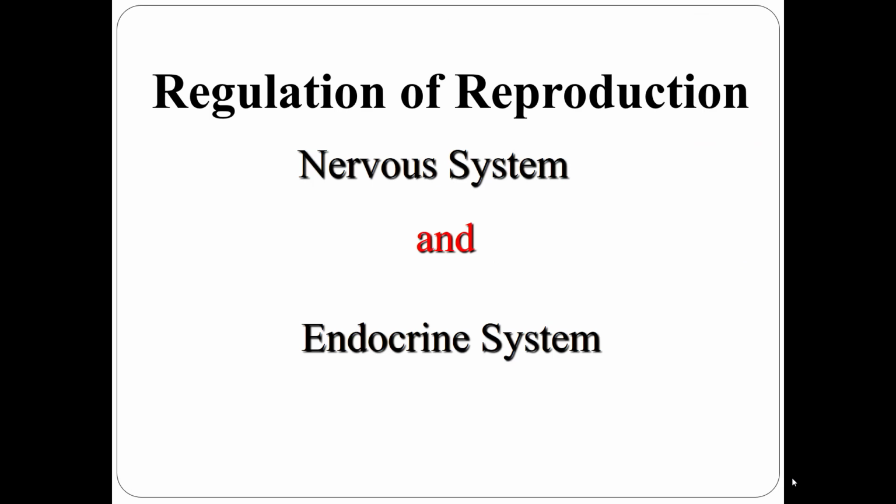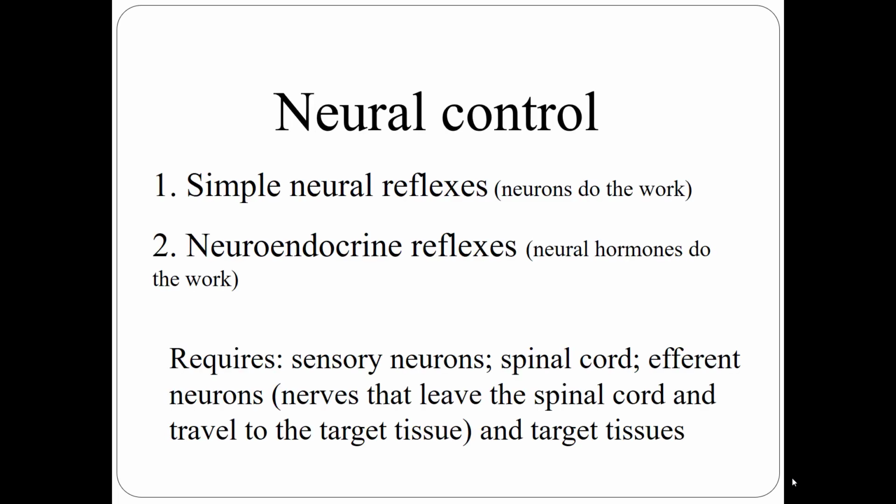So with reproduction, it is going to be regulated by two different systems. And as my mentor in graduate school at New Mexico State, Dr. Halford, used to say, it's all about nerves and hormones, y'all. And that's exactly what reproduction is about. And so the nervous system and the endocrine system work together in a really intricate relationship to carry out reproductive function.